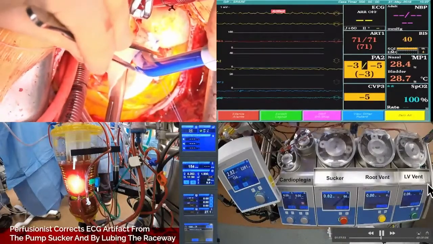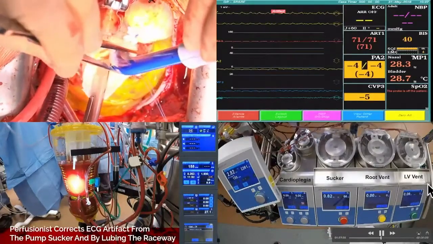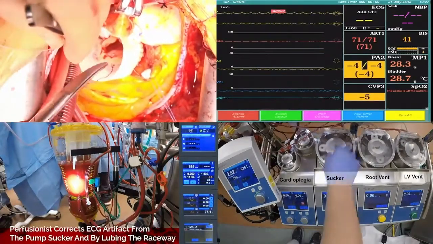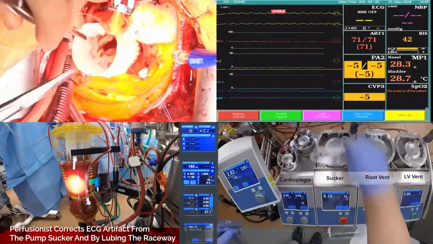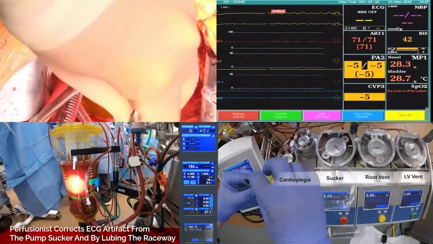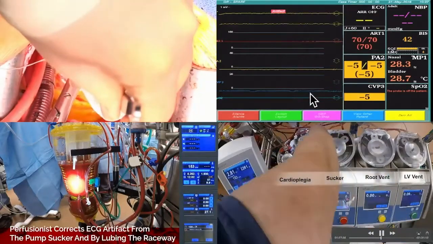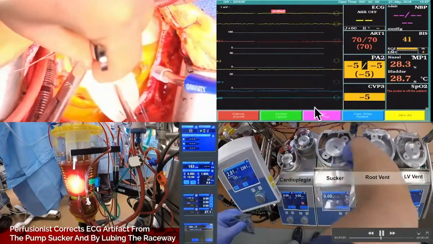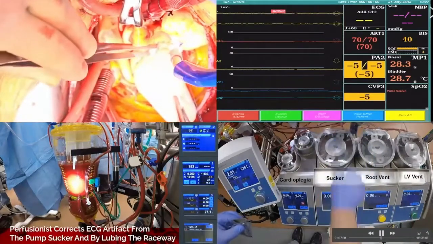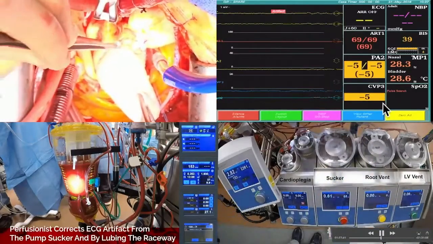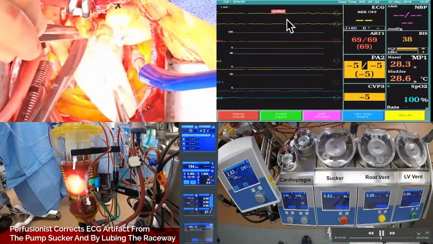So you saw the artifact, and then just here in a minute he's going to stop the pump. When he stops that sucker, the artifact goes away. So we know that's the problem. See, he opened the pump head. Look, see the artifact's gone? Interesting. Now look, this is Mike doing basically a prostate exam on the pump. Now he turns it back on, and look, it's gone.